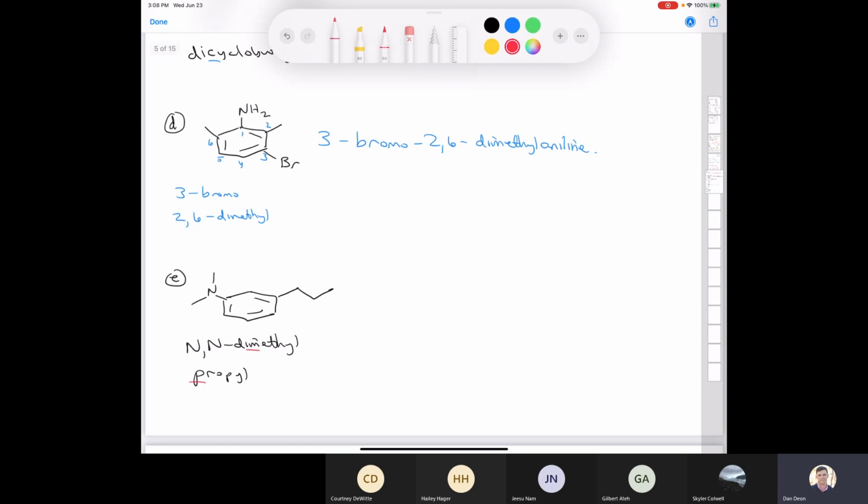So we'll scribble that down. This is N,N-dimethyl, 3, right? Because we have 1, 2, 3, 3-propyl aniline.